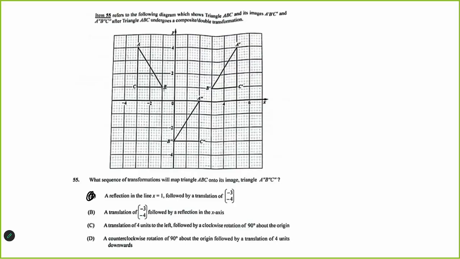To find the line for your reflection line, you count the distance from your object to your image. 1, 2, 3, 4, then divide by 2, so you know that your mirror line is right here. That's x equals 1. And the translation goes backwards 1, 2, 3, and then downward 1, 2, 3, 4. So you know it is negative 3, negative 4.